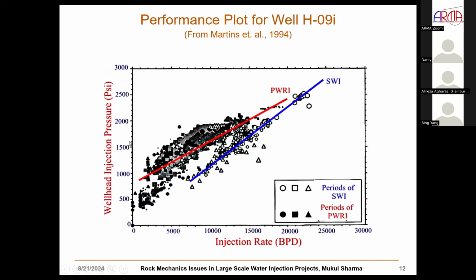So this is a paper from BP looking at the wellhead injection pressure versus the injection rate. So let's say you're injecting 10,000 barrels a day of seawater or produced water. The open points here are seawater, and the red line and the dark points here are produced water injection. You can see that the difference between these two pressures is almost 500 psi: 1,000 psi versus 1,500 psi of surface pressure.